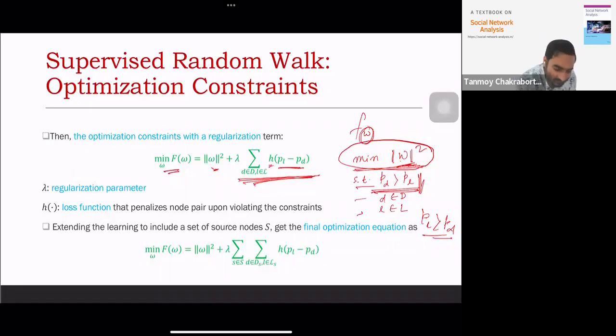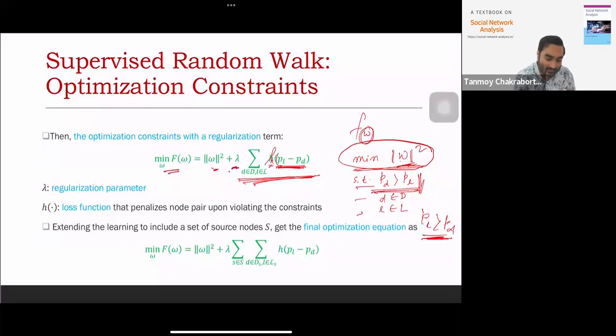I would say that you can think of H as a function, which basically takes this value, PL minus PD, and returns something. You can basically use PL minus PD and forget about the function, but I'm just trying to make it generalized. Whenever I encounter a wrong thing, that would basically penalize, because this would add to the optimization function, and I'm trying to minimize it. So this will be discouraged.